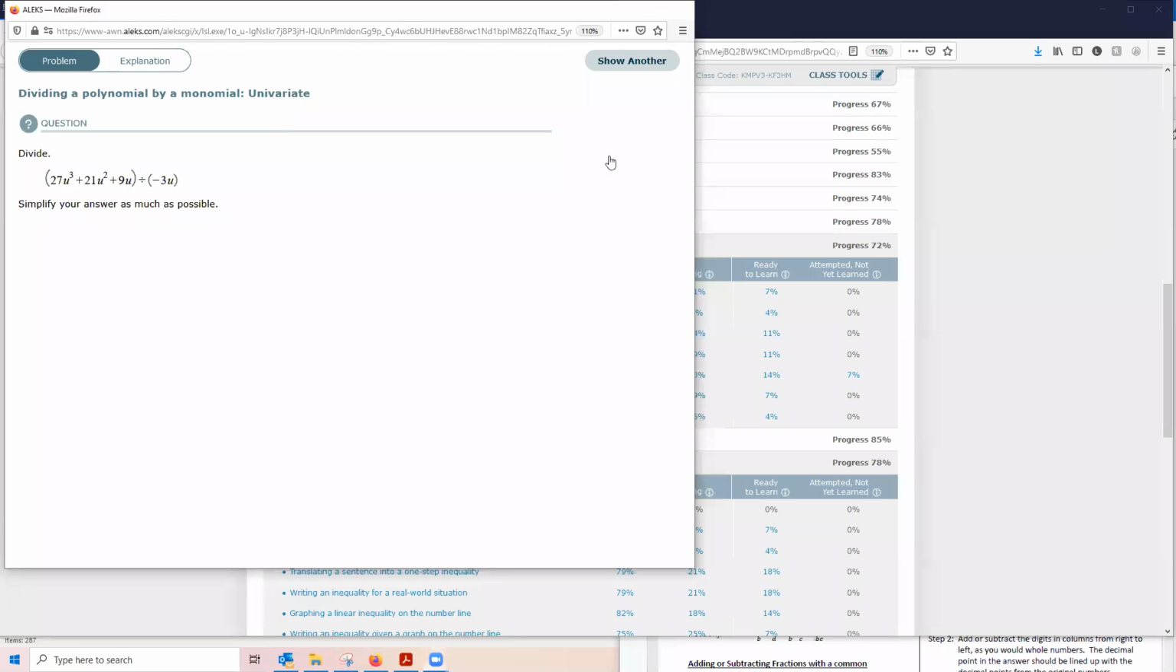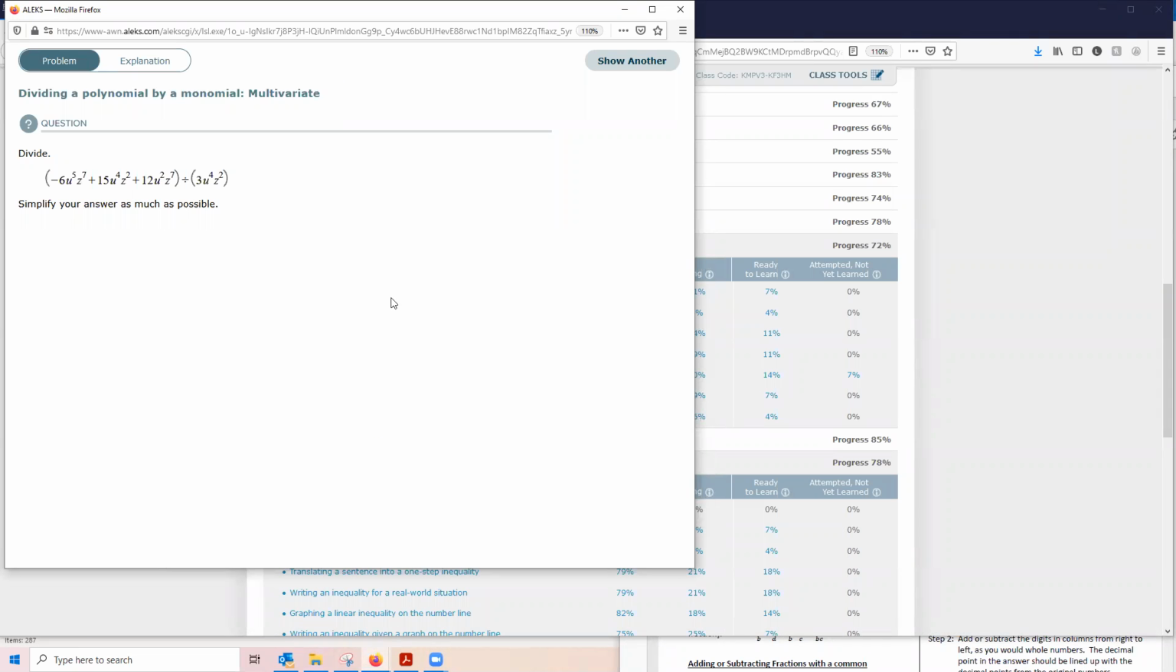All right, let's do another example. All right. Well, this is the same kind of setup. The only thing that's a little different is there's two variables. There's two letters here, u and z. Well, the first thing I'm going to do is write this as a fraction, because I know when I see a division symbol like that, I can really change it to be a fraction bar. So I'm going to put 3u to the 4 z to the 2 on the bottom.